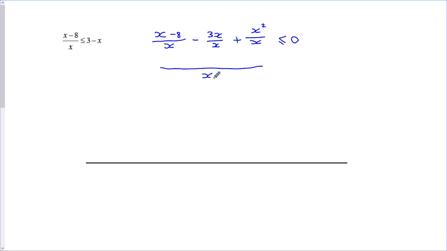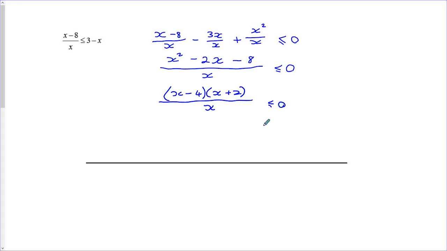So I've got an x in the denominator, I've got an x squared, I've got an x and a minus 3x, that's minus 2x, and I've got a minus 8. And this is less than or equal to 0. And now I'll fully factorize the numerator and the denominator: x minus 4, x plus 2, over x, less than or equal to 0. Okay, and then I put in my critical values, which are negative 2, 0, and 4, right?